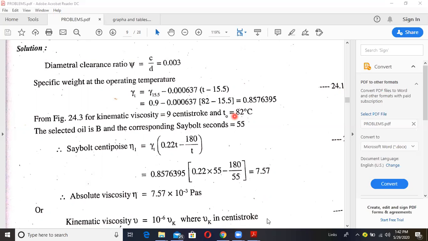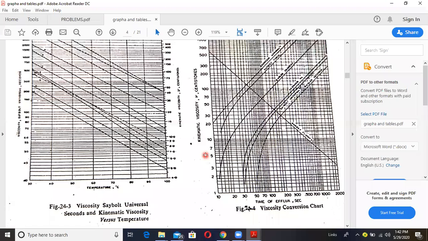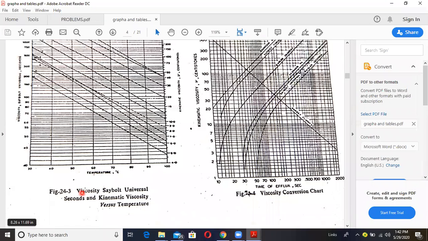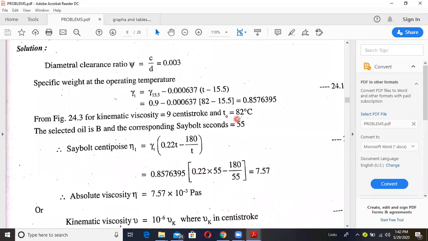Now if you see the figure 5.3, 24.3, the x-axis is temperature, the y-axis is T in Saybolt seconds, and on another side we have kinematic viscosity. They have given the kinematic viscosity as 9. If you see here, 4, 5, 6, 7, 8, 9. 9 is here, and we have the operating temperature as 82 degrees Celsius.